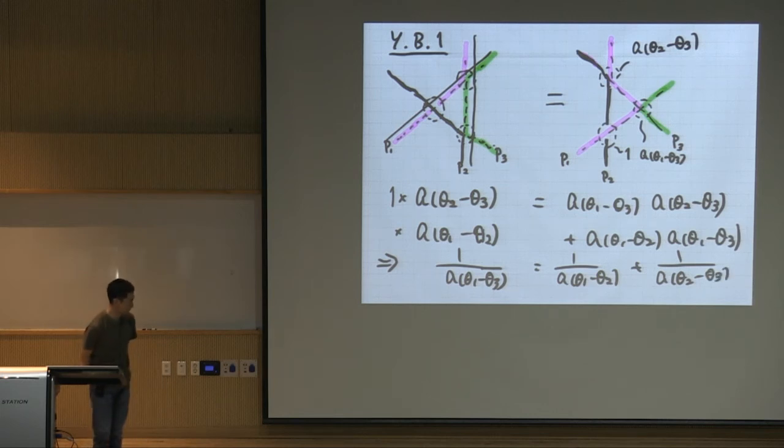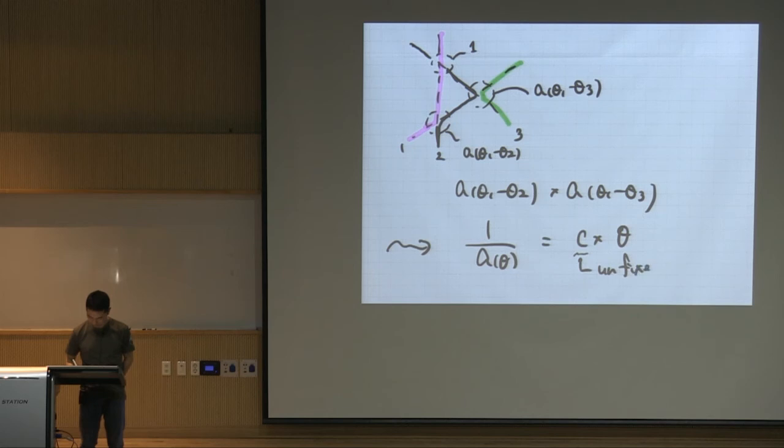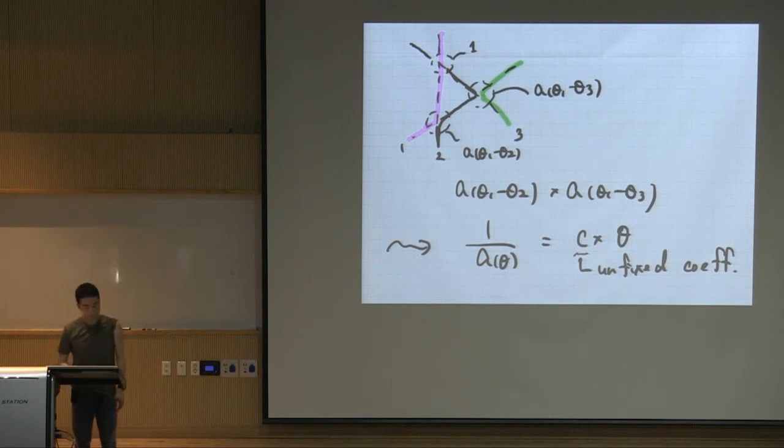If you divide both sides by all possible a's that appear in the formula, this equation is basically telling us 1 over a. So you should look at the arguments of a's. Here I have theta 1 minus theta 3. Here I have theta 1 minus theta 2, and theta 2 minus theta 3. And the point is that theta 1 minus theta 2 plus theta 2 minus theta 3 is theta 1 minus theta 3, which basically means 1 over a theta is linear in theta. So this is some unfixed coefficient. Okay, so this is the consequence of the first Mbox equation.